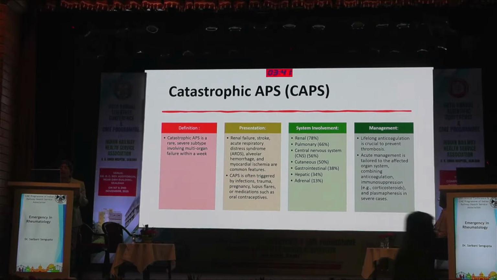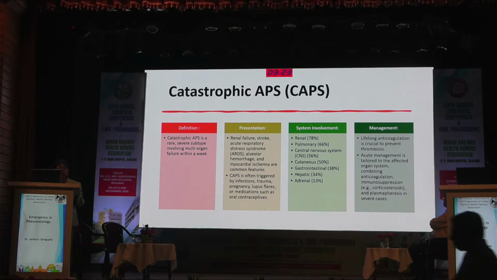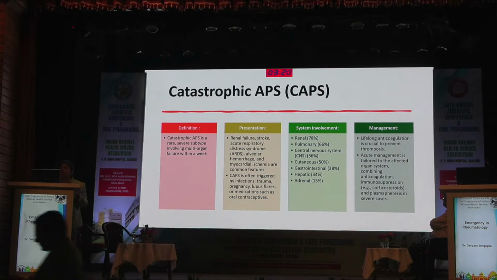Now, the most important and catastrophic one is catastrophic APS, which we call CAPS. This is involvement of three or more vital organs within a very short period of time, within 7 days, and it ultimately leads to a life-threatening acute critical condition unless detected early and treated early with anticoagulation.